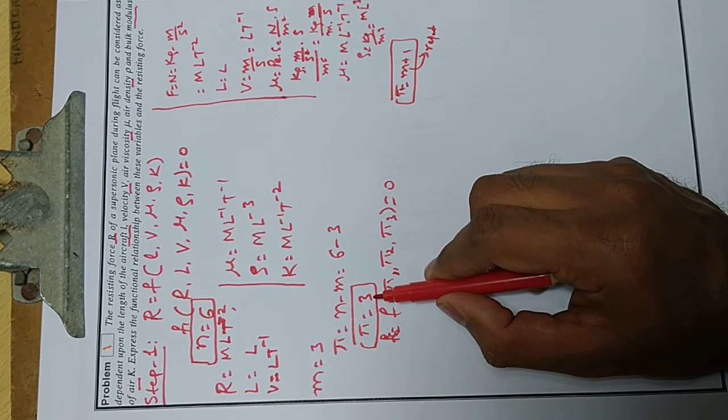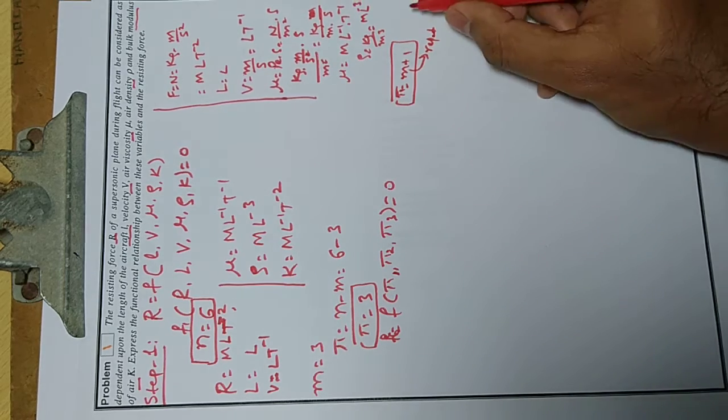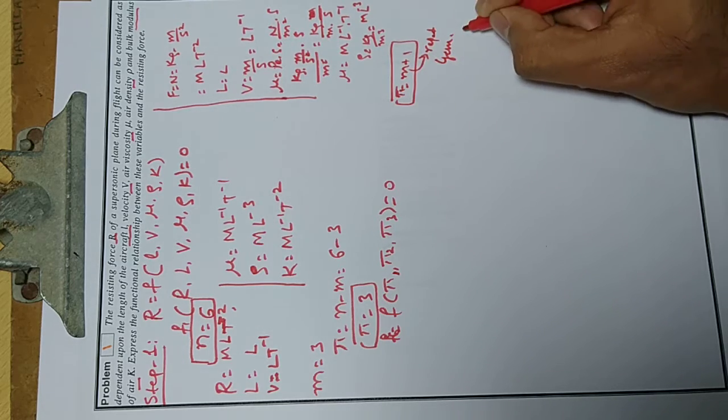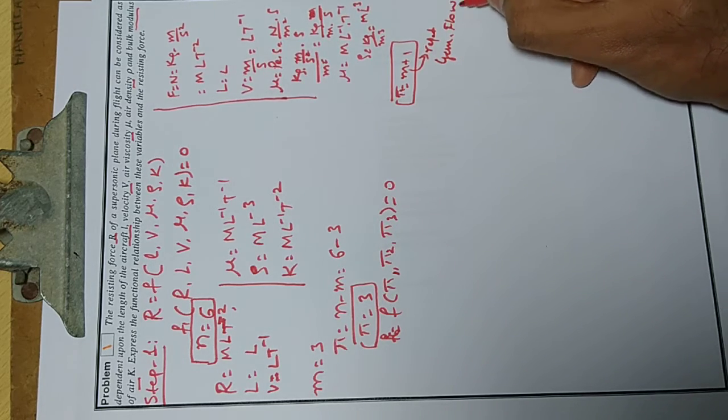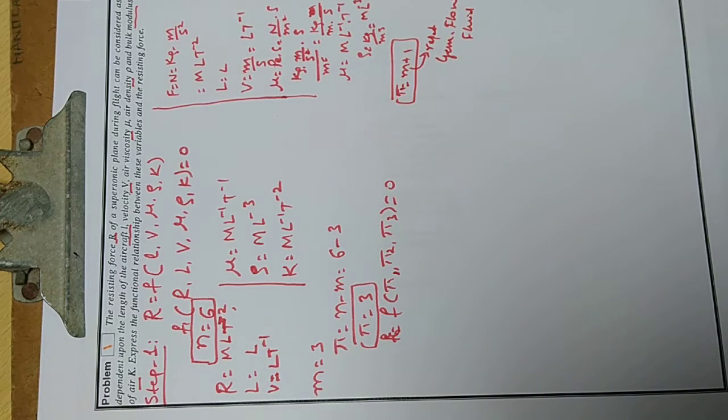Three repeating variables are there. How can we choose the repeating variables? One should be a geometric property, one should be a flow property, and one should be a fluid property. In this problem, which one is the geometric property?